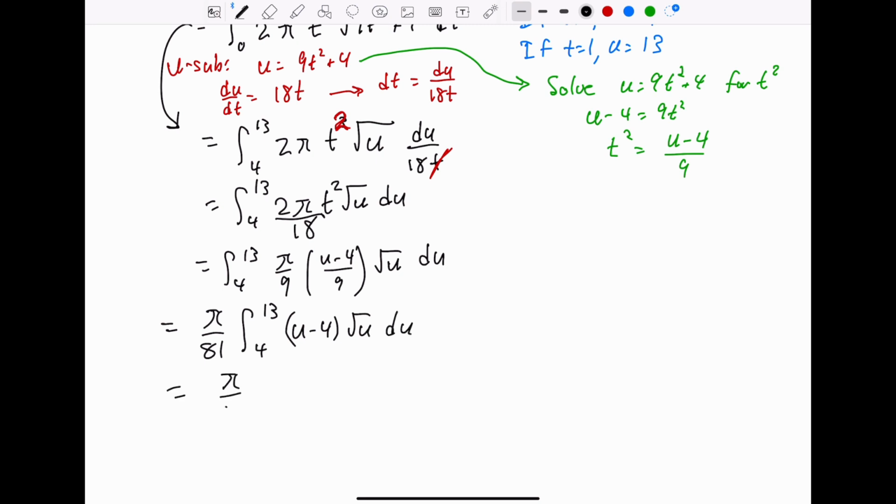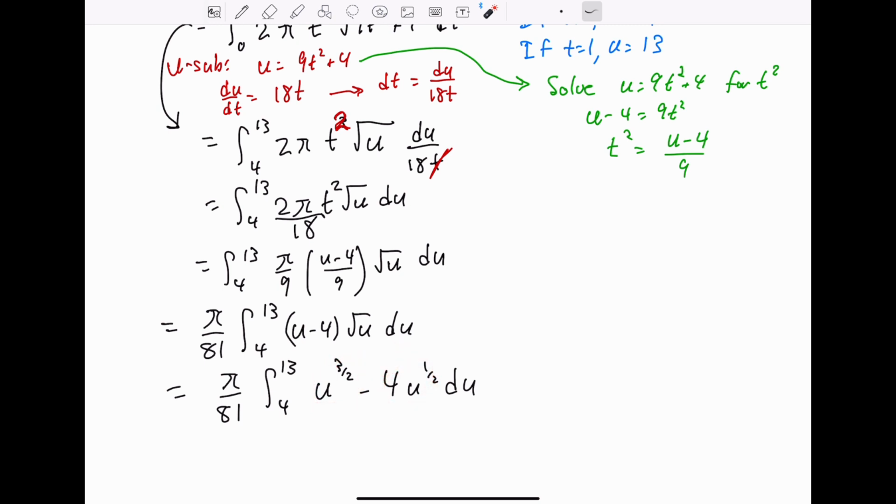Let's keep going. Pi over 81 will distribute the square root of u. So we have u times the square root of u. That's u to the 3/2, and then 4 times the square root of u. So we can write this as u to the 3/2 minus 4 times u to the 1/2 du. We still haven't integrated, but now we have powers of u.